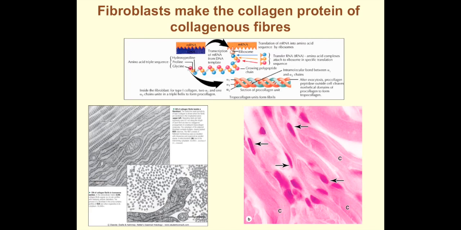So fibroblasts make the collagen protein of the collagenous fibers, and they use amino acids to put these all together. And collagen is actually made up of a triple helix. So DNA was made up of a double helix with 2 bands wrapping together. Collagen is actually sort of the molecular equivalent of a rope, where all of those collagen proteins are tied together really tightly in this triple helix.